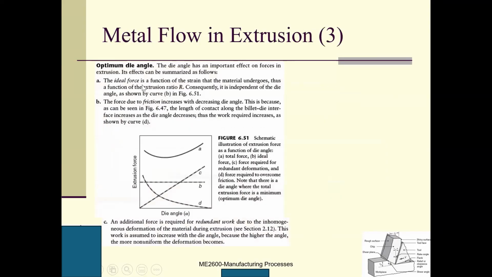So this is the effect of the angle. The ideal force is a function of the speed that the material undergoes. Definitely, that's a function of the extrusion ratio R, where R equals A0 over AF. Consequently, it is independent of the die angle if there is no friction. If there is friction, that's another story. The force due to friction increases with decreasing die angle. If the die angle decreases, the force will be bigger.